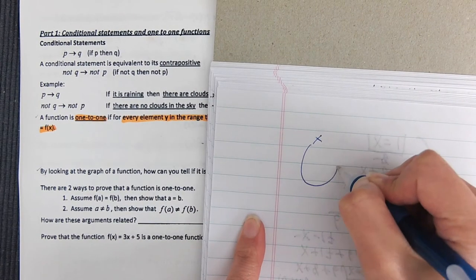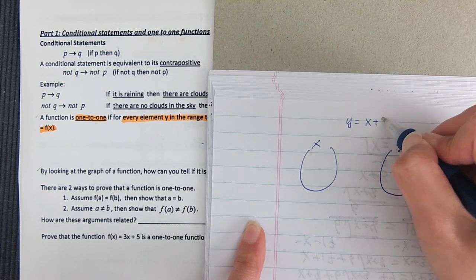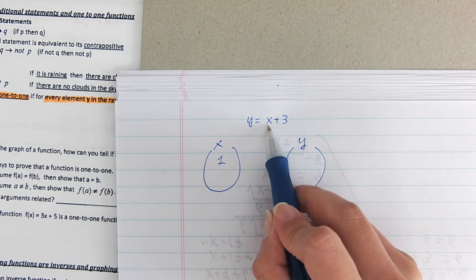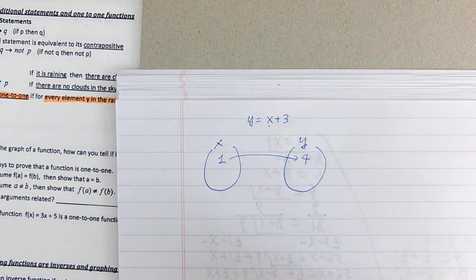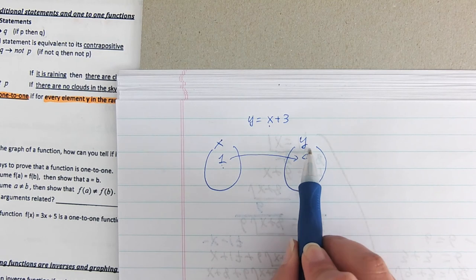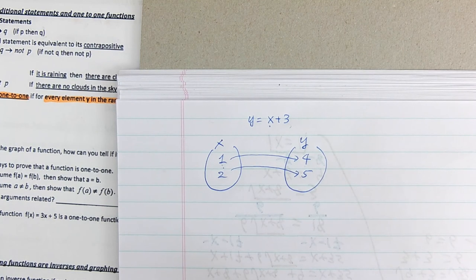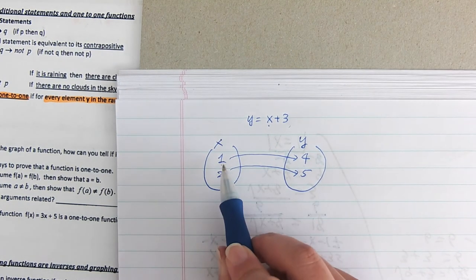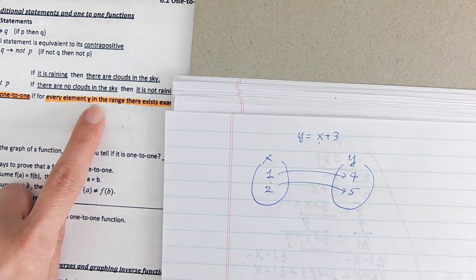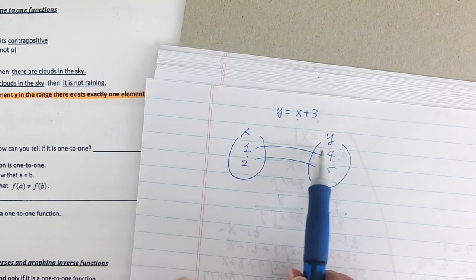Just think about it this way. I have an x value, and here is the y value. Let's say y equals x plus 3. I plug in 1, so what's the result? I get 4. So each element x gets you only one element y. If you put in 2, you get a different number, 5. So exactly one element applies to exactly one element for the y, exactly one element x each time.